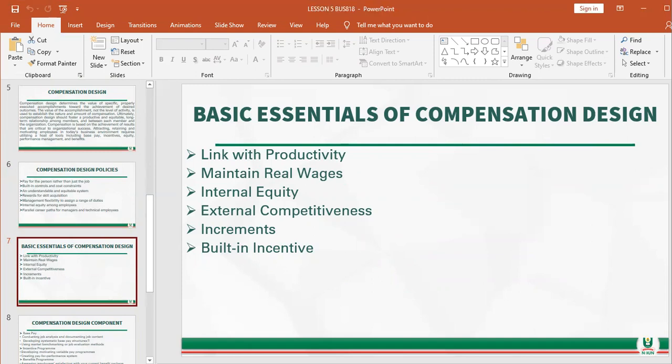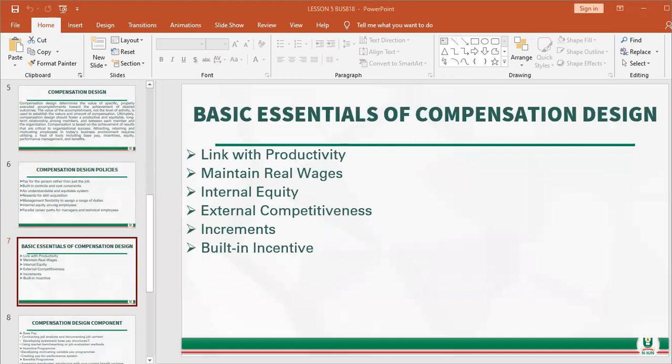So the first one we have is link with productivity. Basically, when we talk about link with productivity, some part of the total pay should be linked to productivity. Such a link is necessary because workers expect a share in productivity gain. This will help to control labor costs.